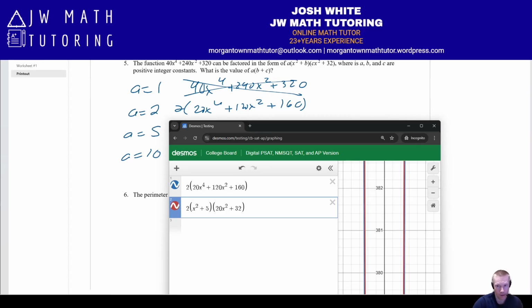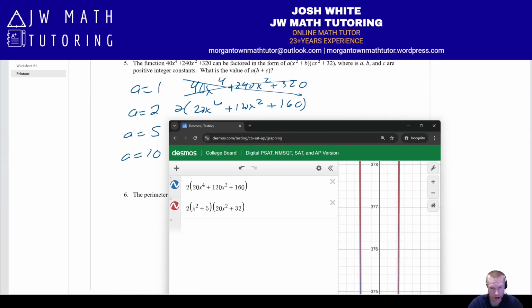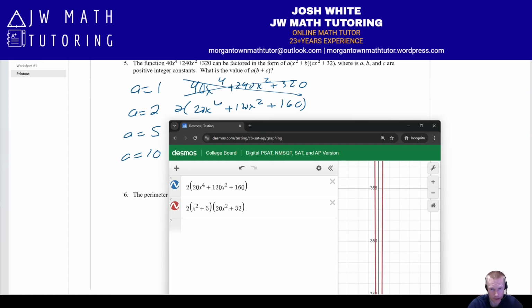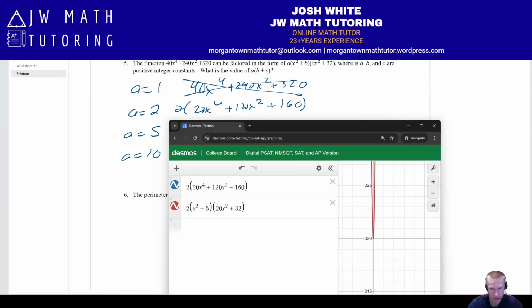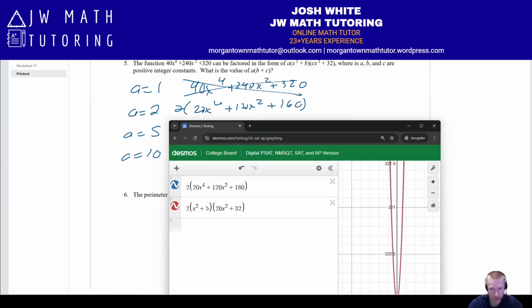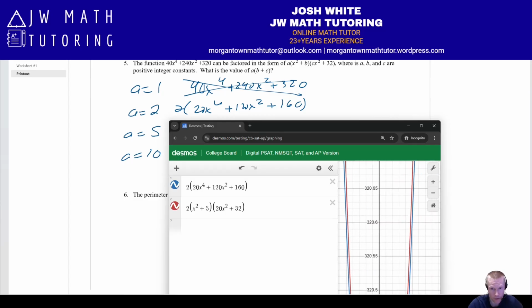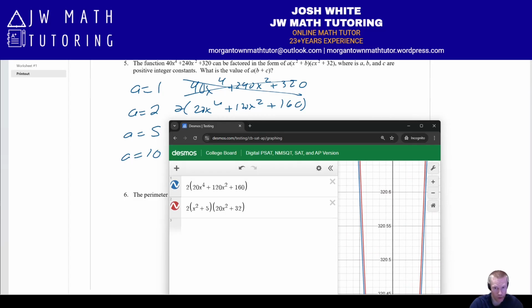Now again, if you notice, these two graphs, let me just zoom out and go down here till we get to where the vertex is. Zoom in a ways, they're pretty close, but they're not identical. They do not overlap. You can see there's two distinct colors on the graph. And again, if you check, multiplying the inner and the outer, 5 times 20 is 100. 32 times 1 is 32. 100 plus 32x squared does not equal 120x squared. So the point is, these two are not equivalent.